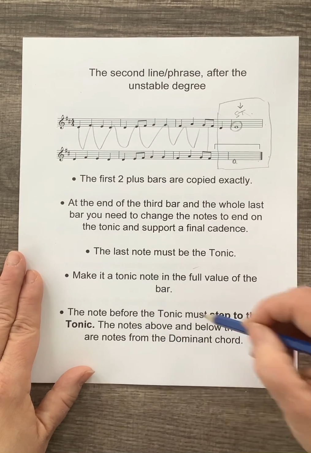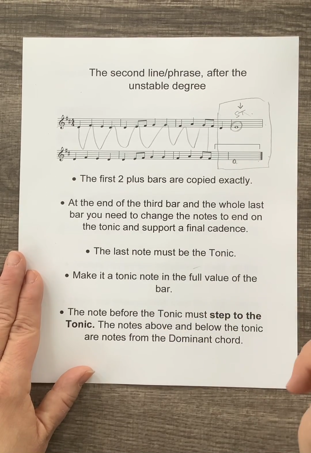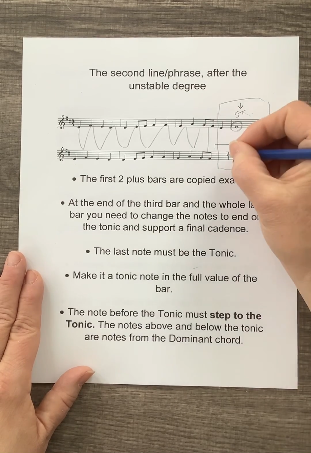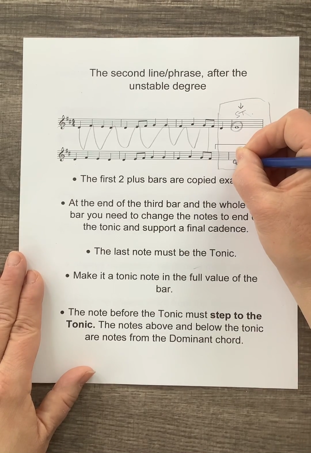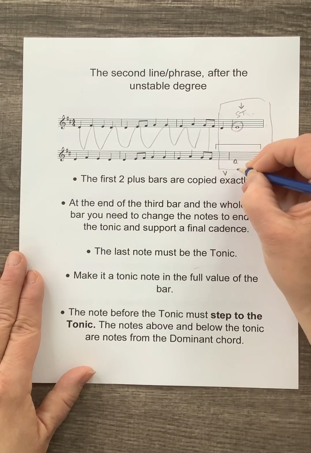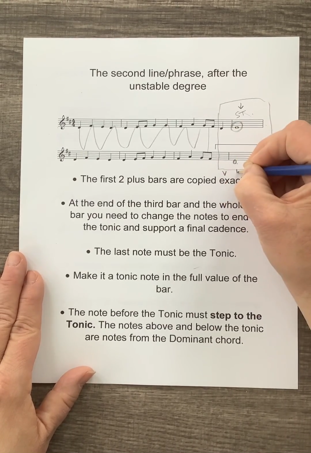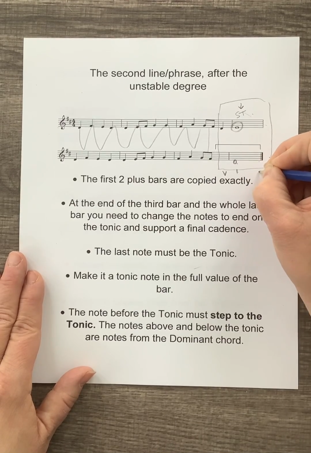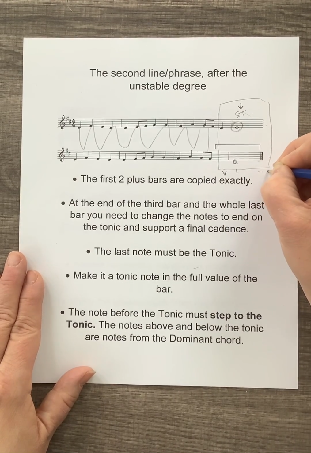Right. The note before the tonic must step to the tonic. And I find my students forget this so often. The notes above and below this note, this D, are parts of the dominant chord. Okay, so you're going 5-1. You want to outline 5-1 here. That is your final cadence. That is your perfect, that is your authentic cadence.